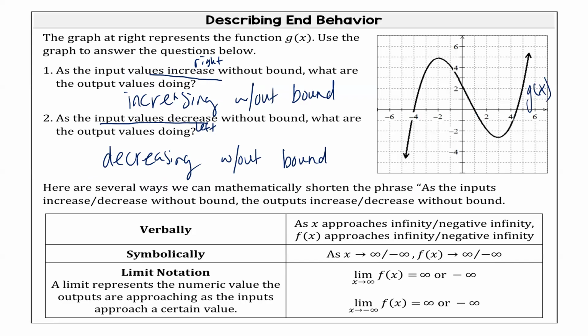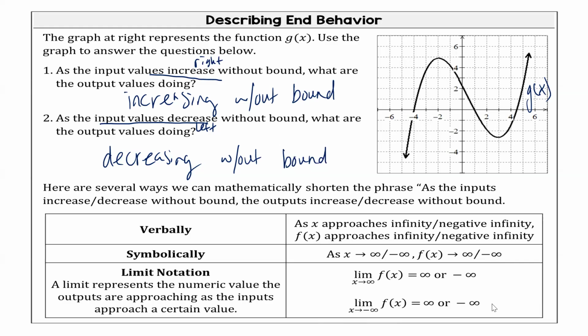So this leads us to describing what's called a limit. So writing in limit notation. Verbally, we are saying as x approaches infinity, positive or negative, our f of x approaches positive or negative infinity. Symbolically, we're going to be using as x goes to infinity or negative infinity, what is your f of x doing? And this is our end game right here. Our end game is to be able to write it in limit notation. So our limit as x goes towards positive infinity, f of x equals this or that. Our limit as x goes towards negative infinity, f of x equals this or that.